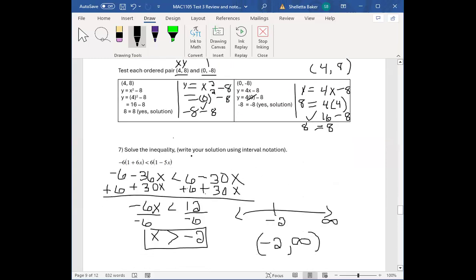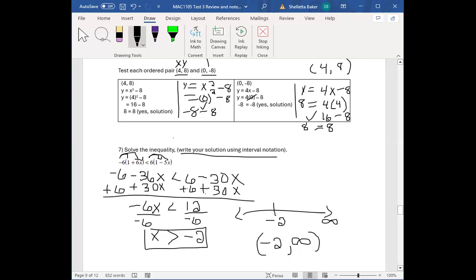Number 7, solve the inequality, and we want to write our solution using interval notation. Here in this given inequality, we have to distribute on both sides of this inequality. We distribute -6 times 1, we get -6. -6 times 6x, we get -36x. On the right side, 6 times 1, we get 6. And then 6 times -5x, we get -30x.